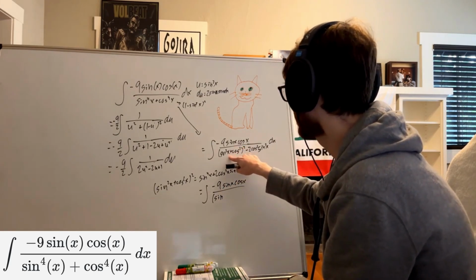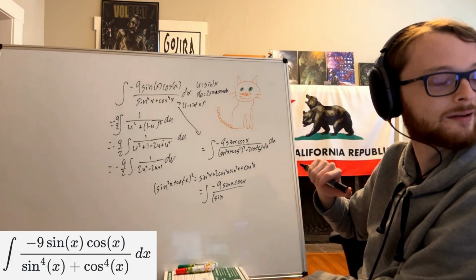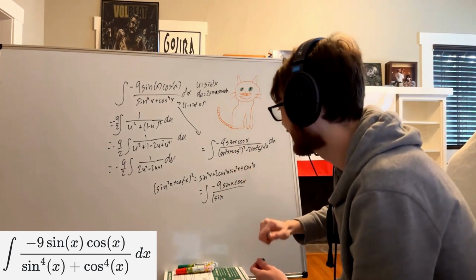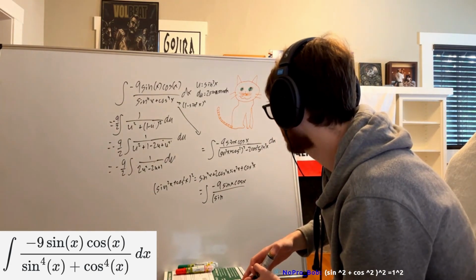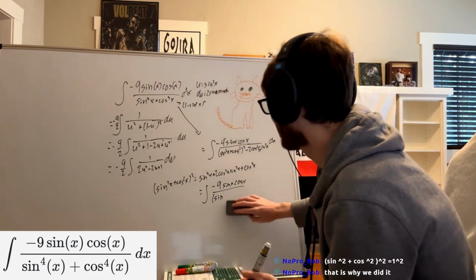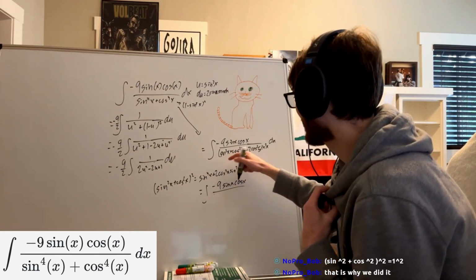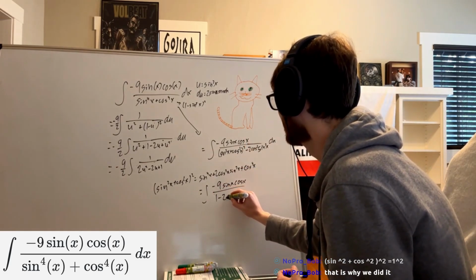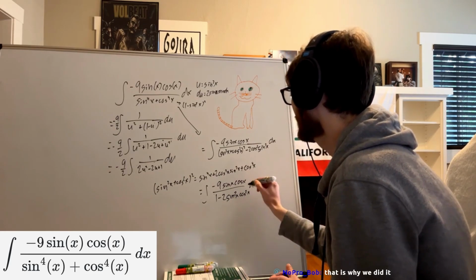So wait, that's a square? Oh, it's gonna be a root 2, but that's okay. Oh, you're right. Sine squared. Okay, good call. Okay, that's a lot simpler than what I was about to do. So yeah, sine squared plus cosine squared is 1, of course, and 1 squared is just 1. So this is actually 1 minus 2 sine squared x cosine squared x dx.